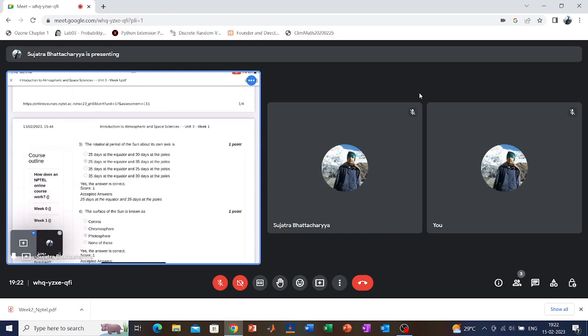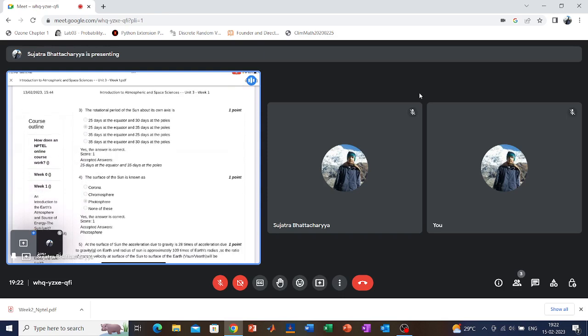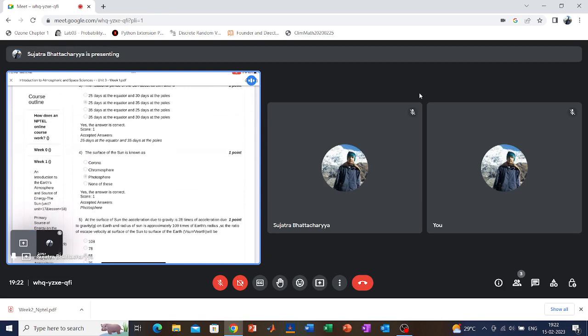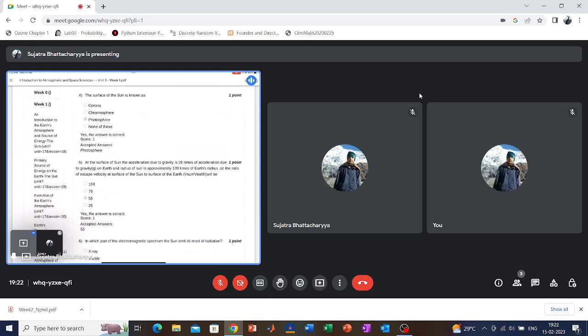Now the surface of the sun is known as the photosphere, which we have discussed. It's a factual question. Question number 5 is to solve something. It has been given that at the surface of the sun, the acceleration due to gravity is 28 times the acceleration due to gravity on the earth, and the radius of the sun is approximately 109 times the earth's radius. So two things are being given and two things are required only.